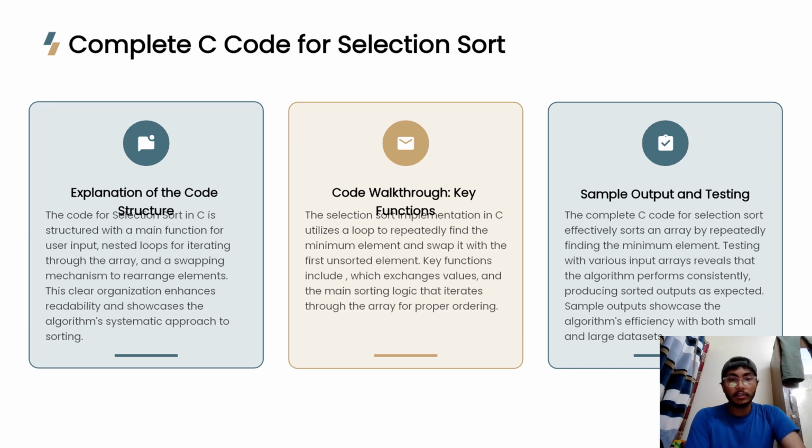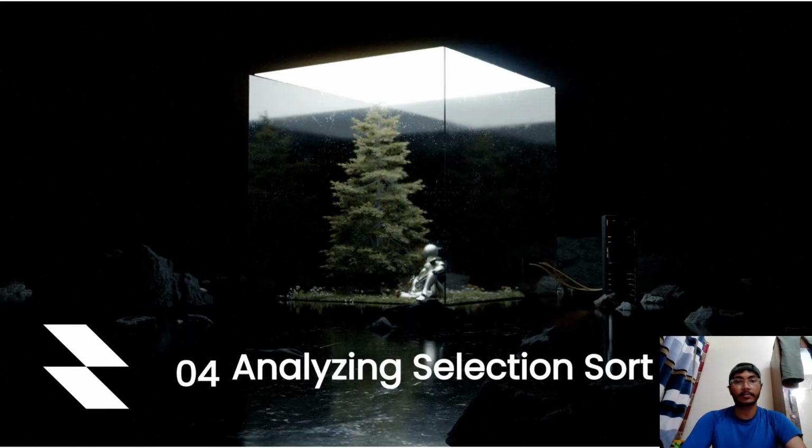Key functions include a function which enhances values and the main sorting logic that iterates through the array for proper ordering. Sample output and testing. The complete C code for selection sort effectively sorts an array by repeatedly finding the minimum element. Testing with various input arrays reveals that the algorithm performs consistently, producing sorted outputs as expected. Sample outputs showcase the algorithm's efficiency with both small and large datasets.